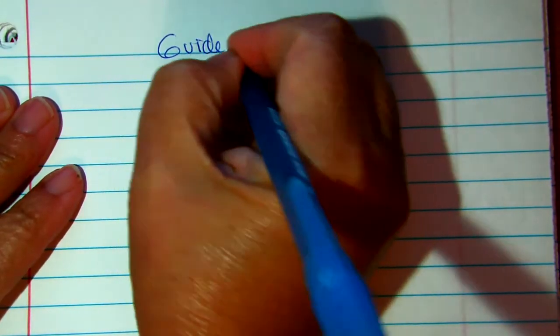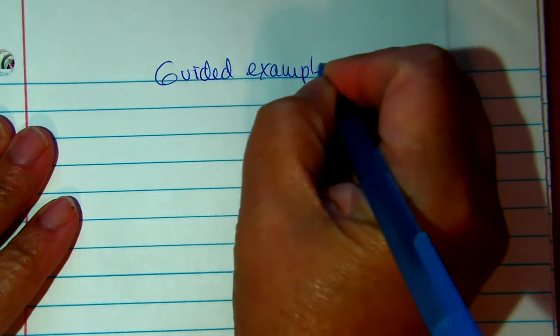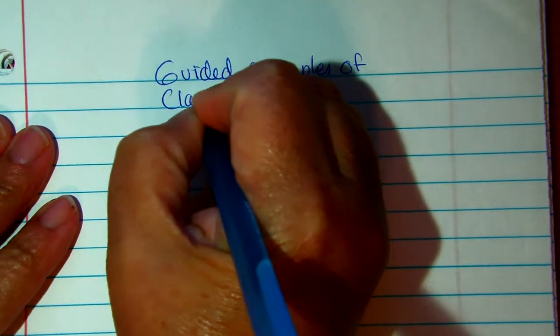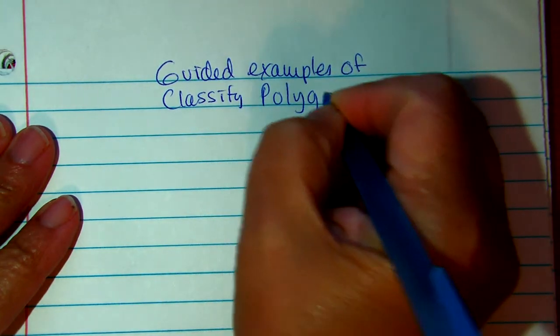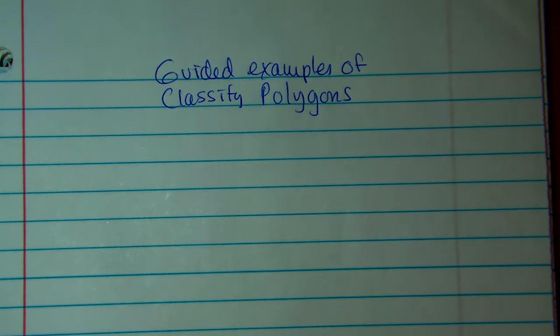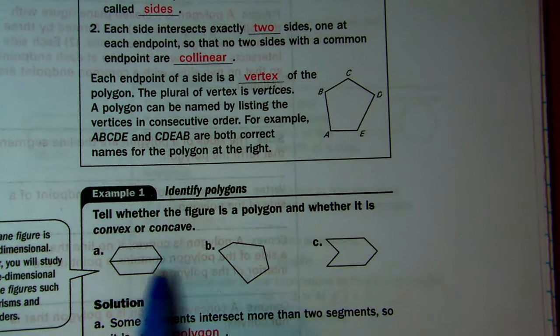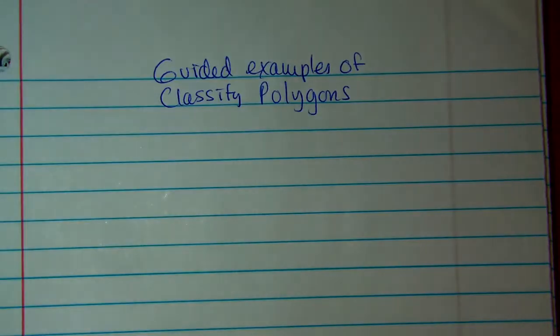We're going to continue with the guided examples of Classify Polygons. So yesterday we did this exercise right here with these three figures. Now we're going to do the checkpoint.